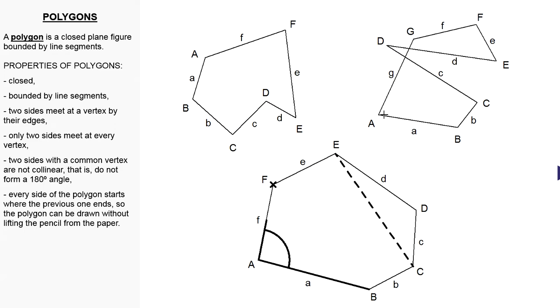The same here, we start drawing this one at point A, and we can go on B, C, D, E, F, G, and we end at point A again. And the same here, we start drawing this one at point A, and we can go on B, C, D, E, F, and we end at point A again.